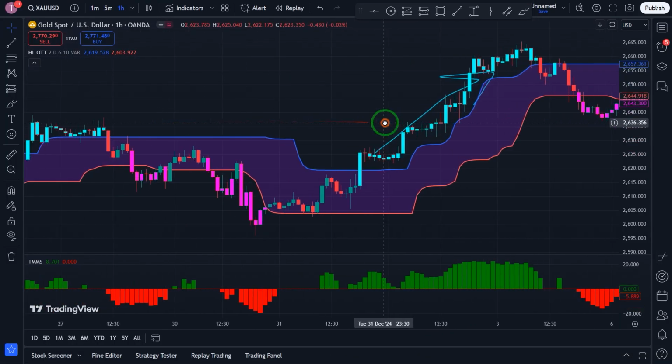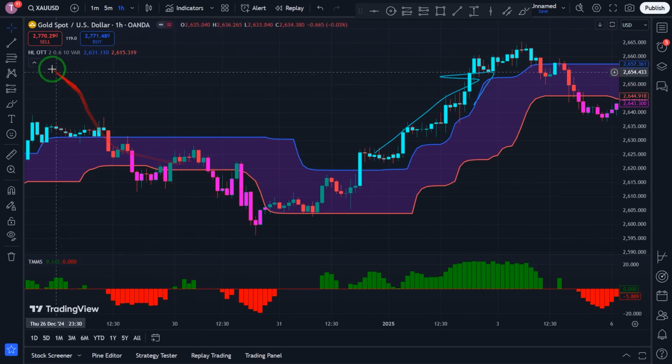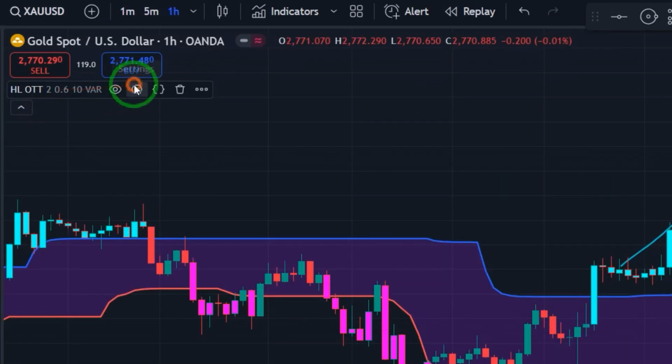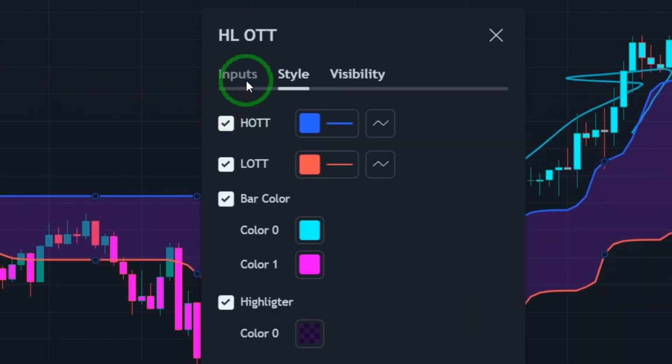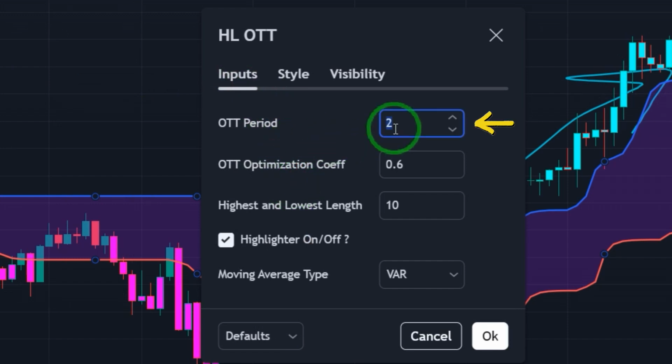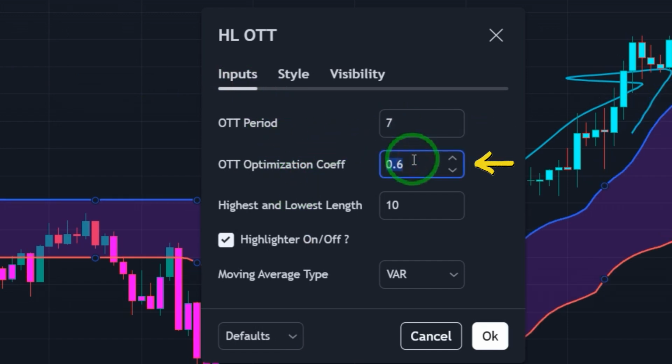Now we need to go into the settings to make the necessary changes. You need to be very careful because even the smallest mistake can ruin your win rate and mislead you to enter your trades.